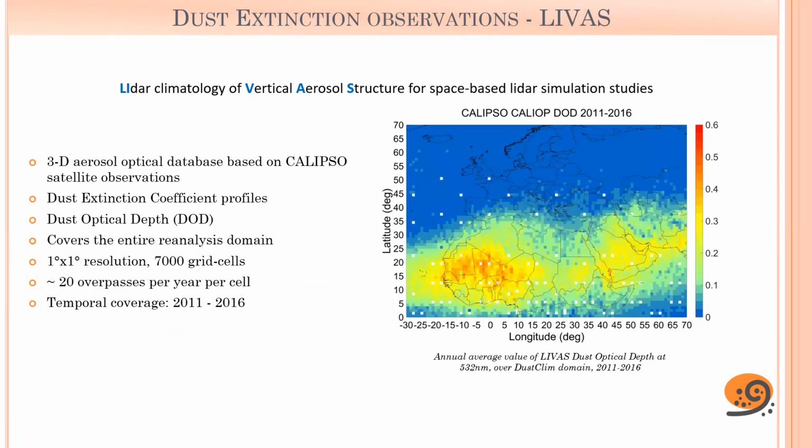Similarly, the pure dust product of the LIVAS database was retrieved in the same way from a satellite-based LiDAR observation made by the CALIPSO mission, providing dust extinction profiles and columnar integrated values of dust optical depth. LIVAS's main advantage is that it covers the entire geographical domain of the Monarch reanalysis at a high spatial resolution.